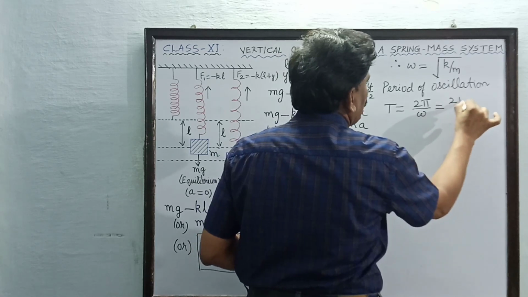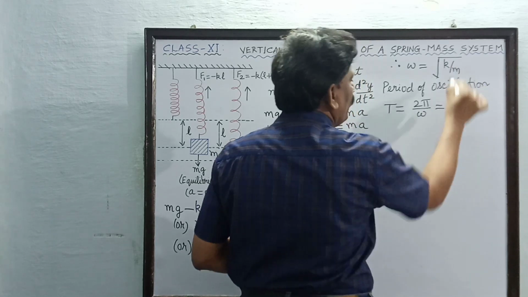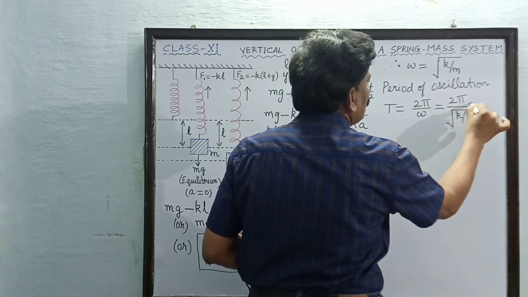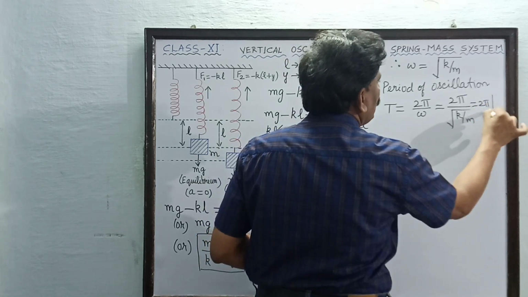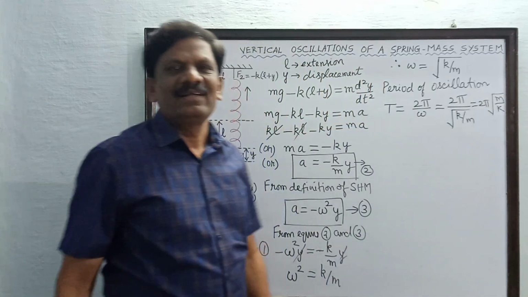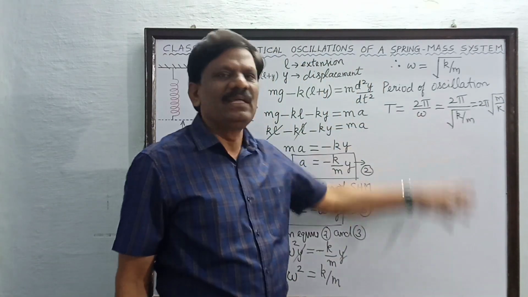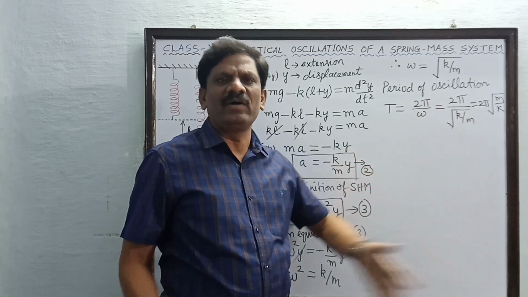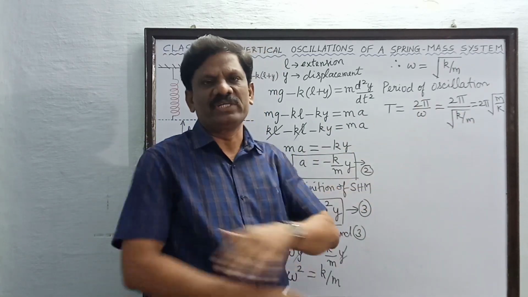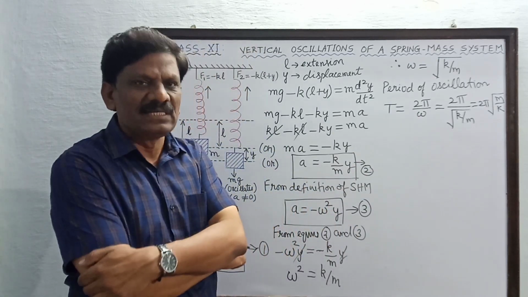So, this is equal to 2 pi divided by omega, which is what? Square root of k by m. So, this is equal to 2 pi into square root of m by k. Understand? We got the same equation in the previous video for the horizontal oscillation, the linear harmonic oscillator. Understand?